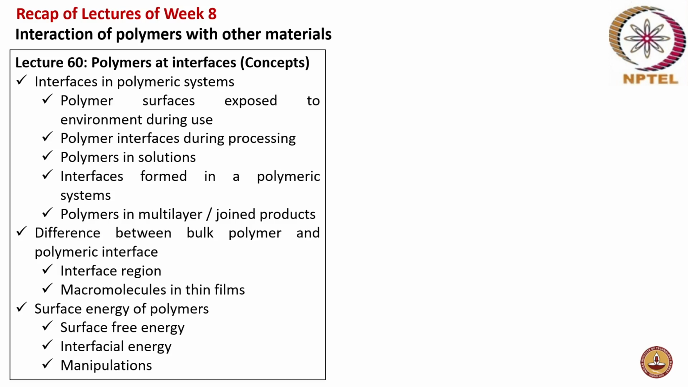So interfaces in polymers, polymer surfaces exposed to, so polymers can have different kinds of interfaces based on the environment it is getting exposed to. For example, if it is in some solvent, then there will be an interface of polymer in the solvent. Or if it is in your air environment, or it can be water, if it is exposed to some water or some moisture, so it can form an interface. So different interfaces are related to polymeric surfaces.